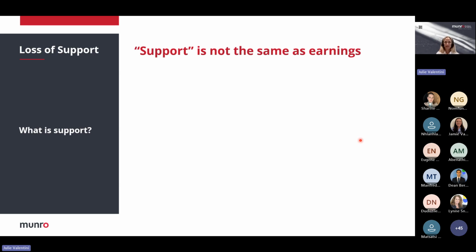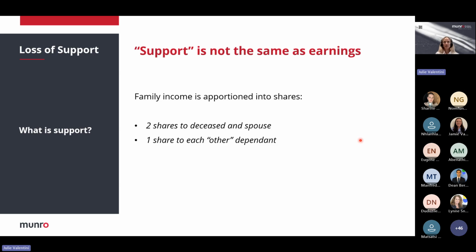Now, what does the support mean? There are quite particular rules about how support is deemed to be allocated in the family. So obviously it can be debated, but there are rules that the court generally follows. And what they determine is that the family's income, combined income, is then apportioned into different shares. So typically 2 shares are given to the deceased and the spouse, and 1 share to each other dependent, whether a child or a parent, etc.